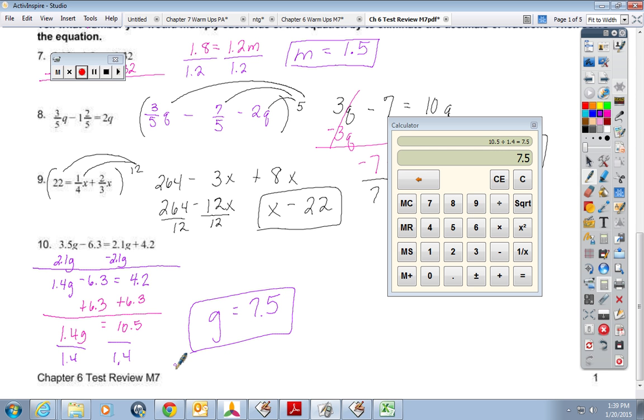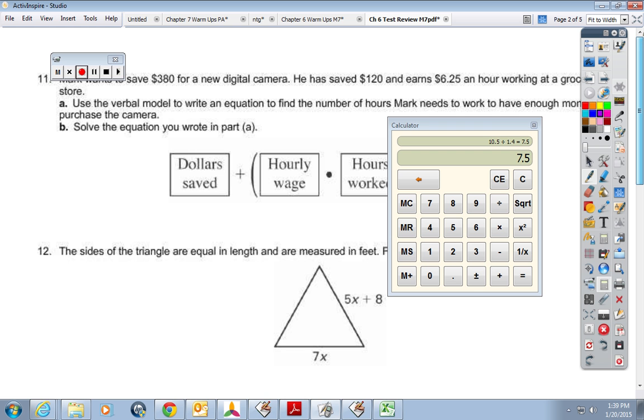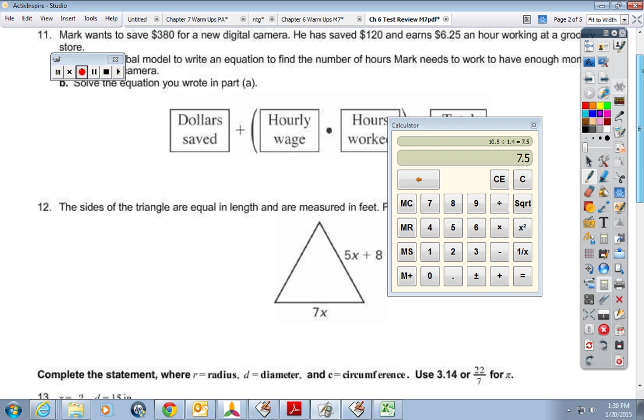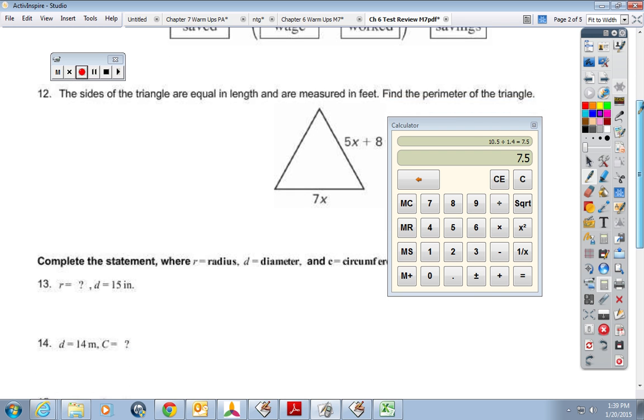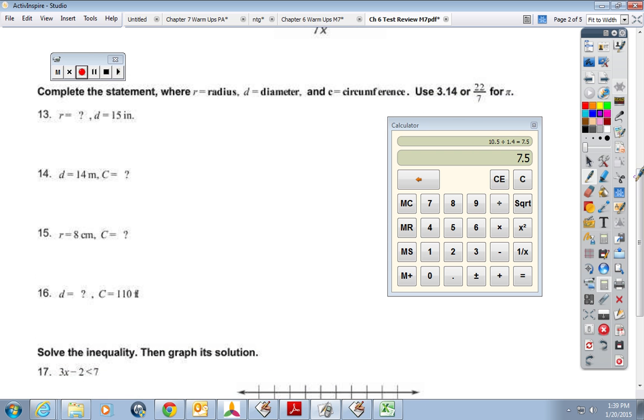Okay, next page. Alright, so we didn't have one like number 11. We didn't have one like number 12, so we're not going to grade those. Now 13, 14, 15, and 16 is all from the one with circumference. So remember, I told you we're not using this.